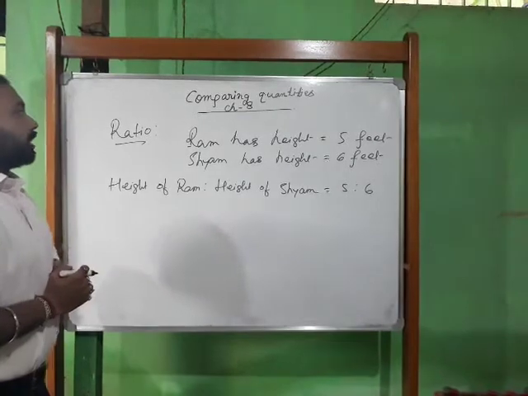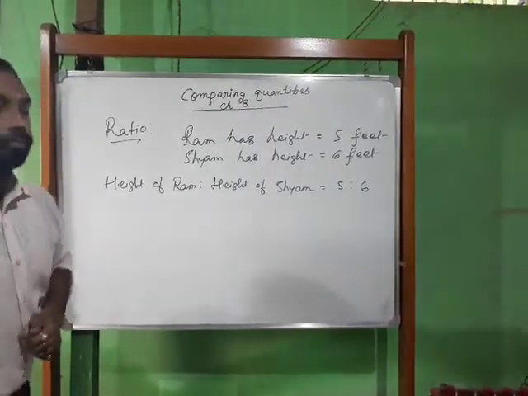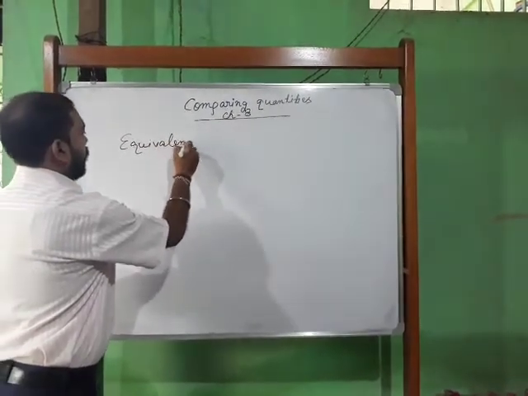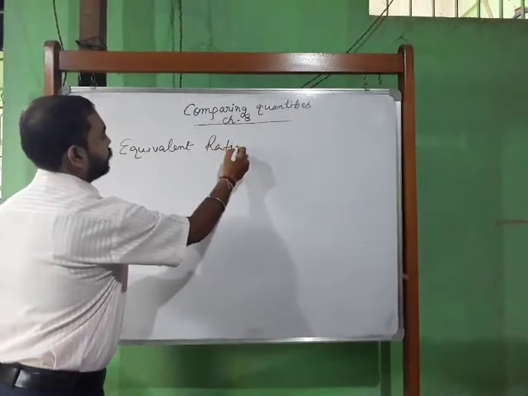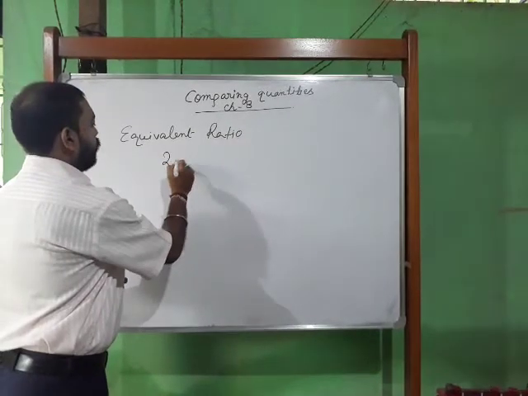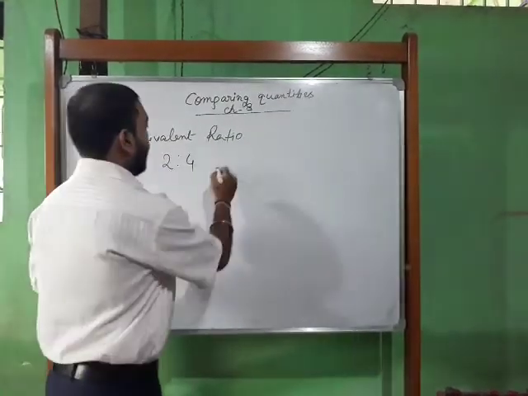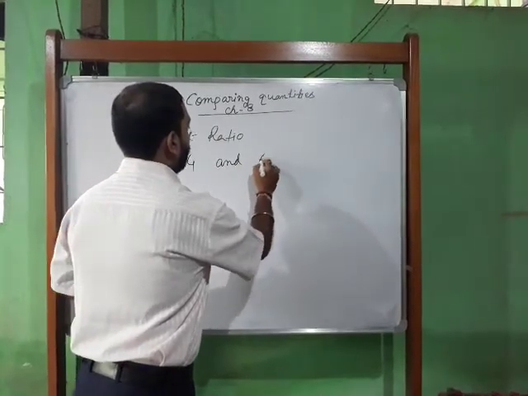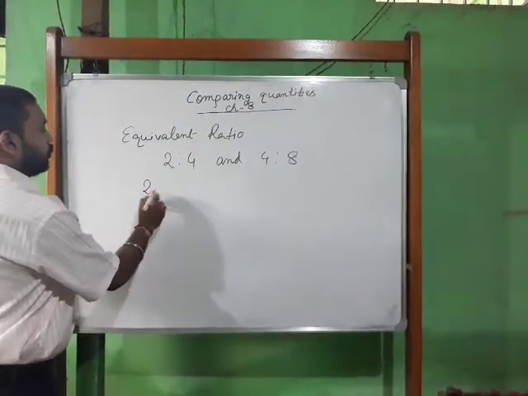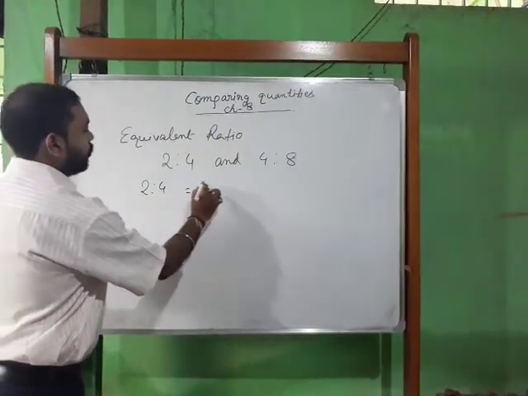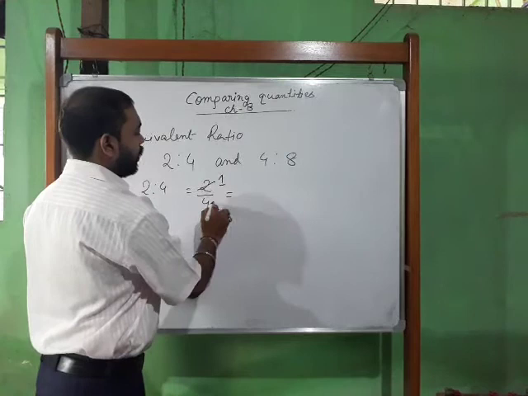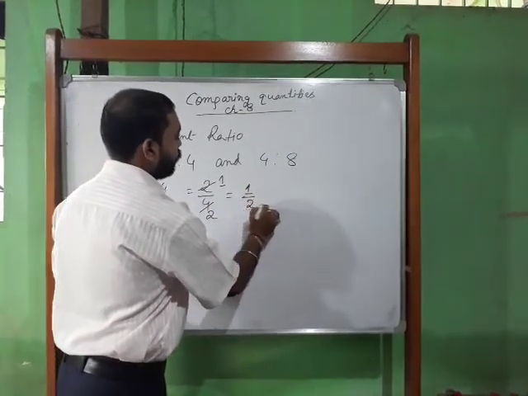Now let us go to equivalent ratio. Let us take two ratios, 2:4 and 4:8. Now 2:4, it can be written as 2/4, which is equal to, if I reduce it, 2 1s are 2, 2 2s are 4, it will be 1/2, that is 1:2.